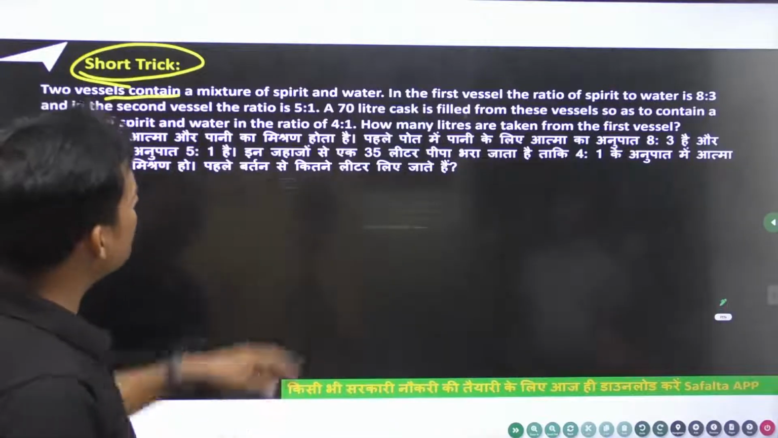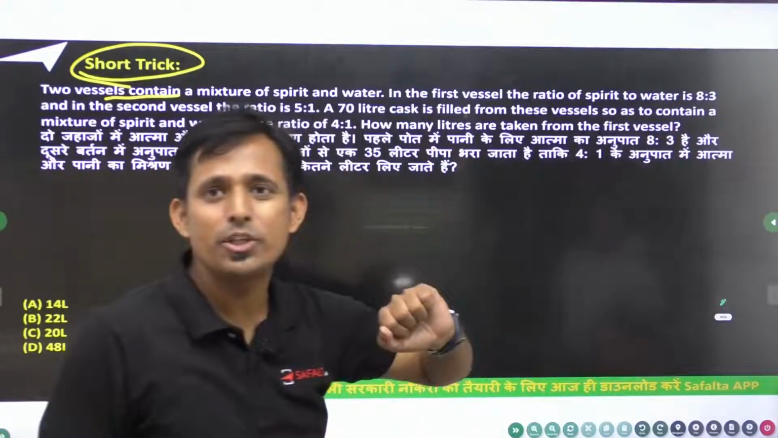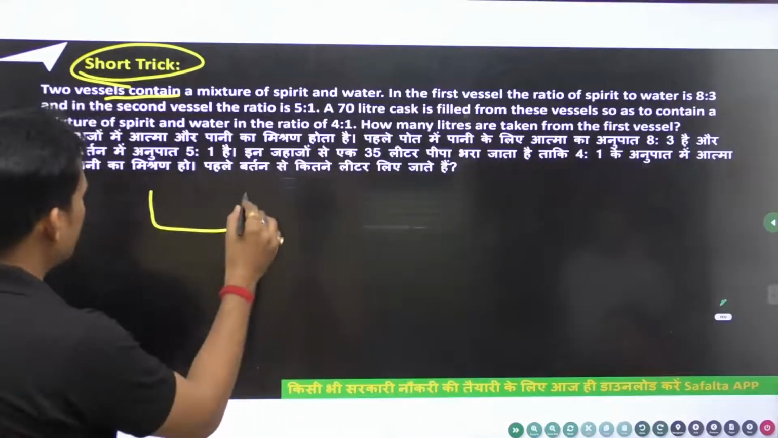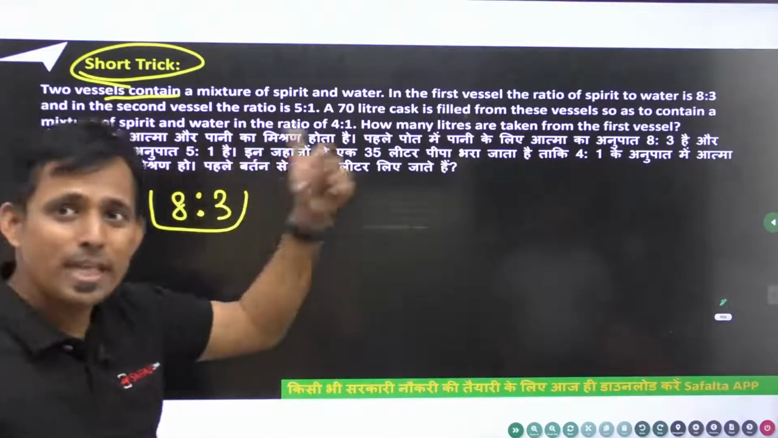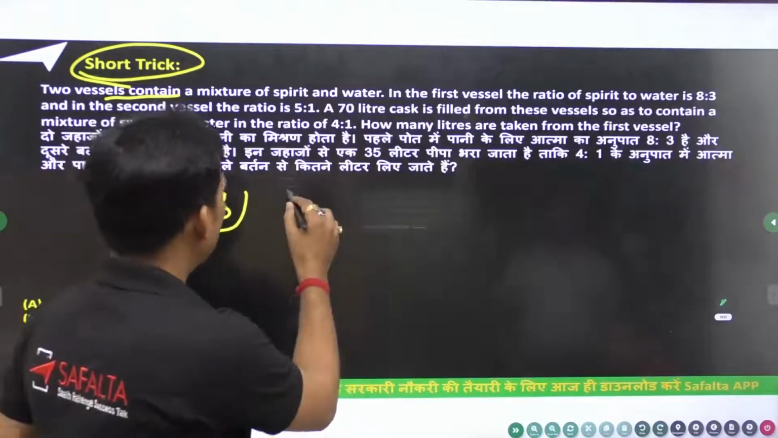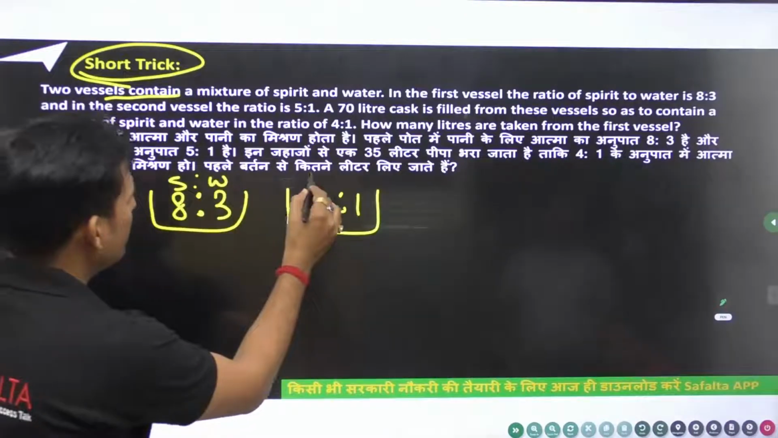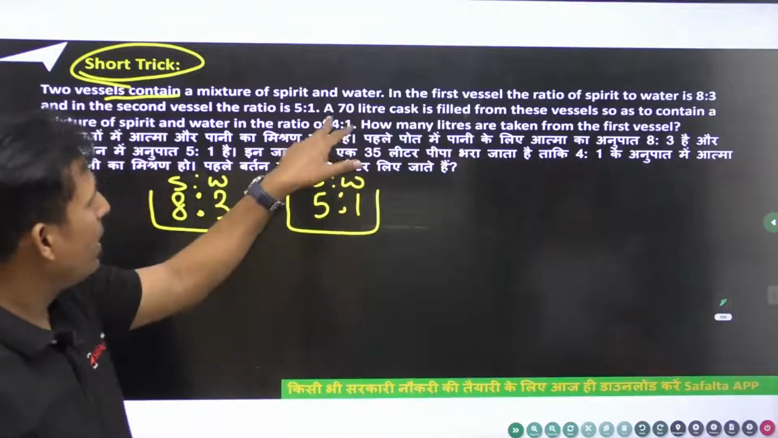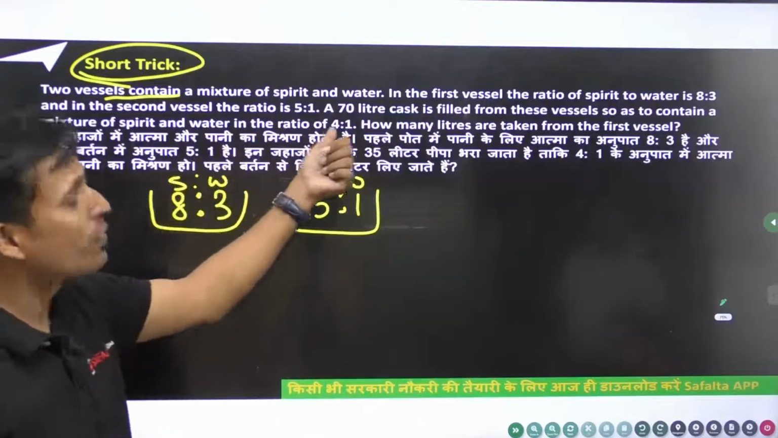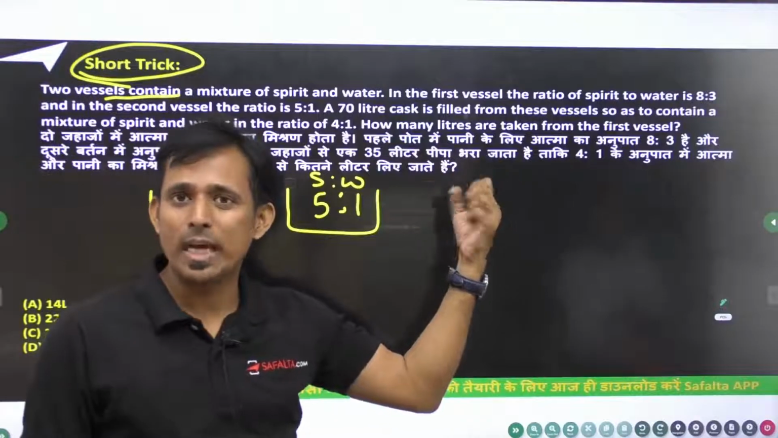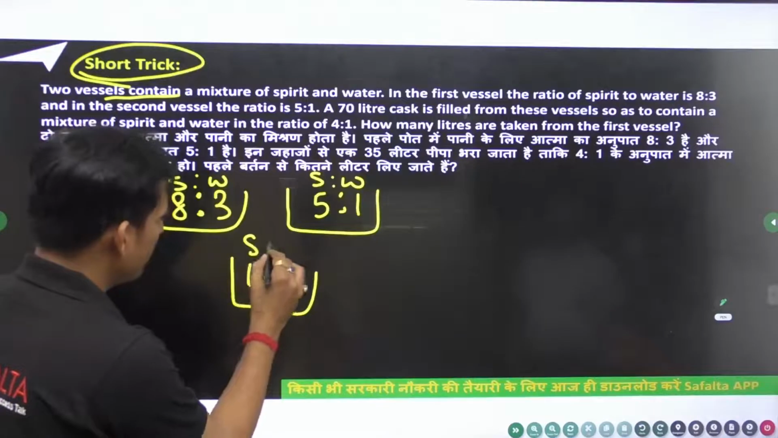Two mixtures contain spirit and water. In the first vessel, the ratio of spirit and water is given as 8:3. Okay, so suppose this is your first vessel where spirit to water is 8:3. In the second vessel, the ratio of the same spirit and water is 5:1. So this is spirit and this is water. A 70-liter cask is filled from these vessels to maintain the mixture of spirit and water in the final ratio, which is given as 4:1. So suppose this is 4:1 in the final. This is spirit and this is water.